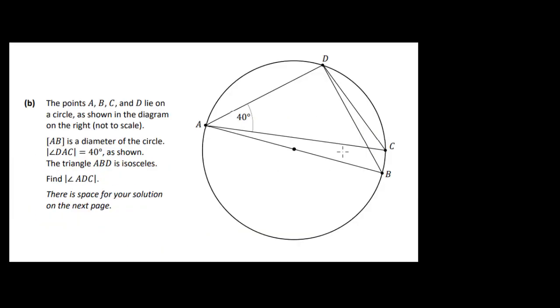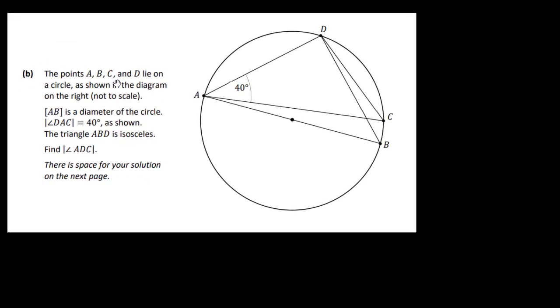Okay, so look, part B then. We have the points A, B, C, and D here, they lie on a circle as shown in the diagram on the right. It's not to scale. AB is the diameter of the circle, so this is the diameter here. So that would mean this angle up here, which is an angle in a semicircle, would be 90 degrees. What else we have here? AB is the diameter. The angle DAC is 40, so we're given that. And the triangle ABD is isosceles.